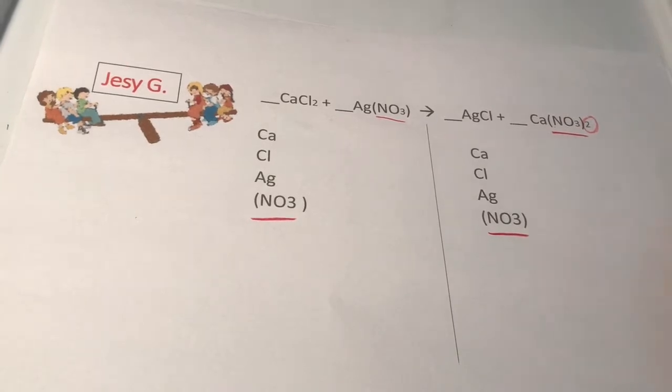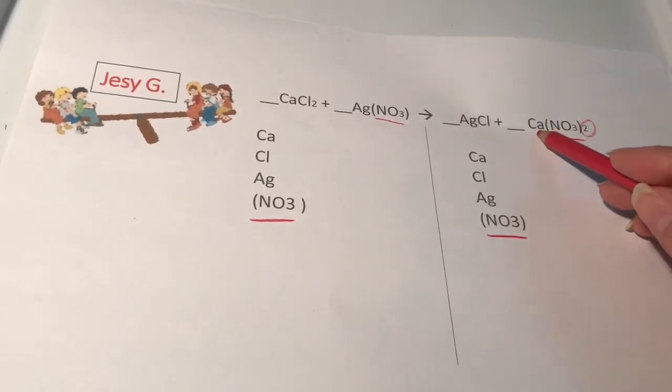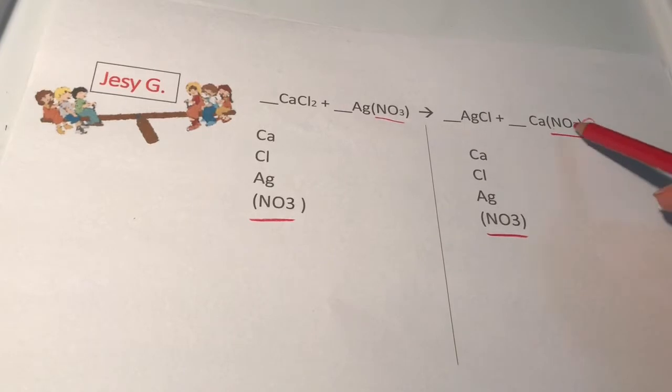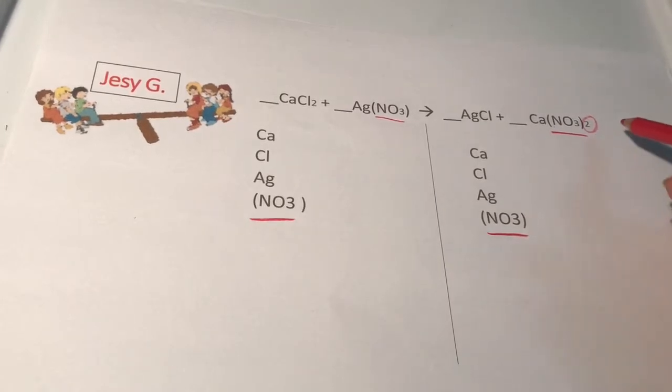There's a 2 in front of the nitrates. That subscript is very important. It goes for the calcium and the nitrates as well. If you want to, you could circle it as well so you don't forget about it. Right there.